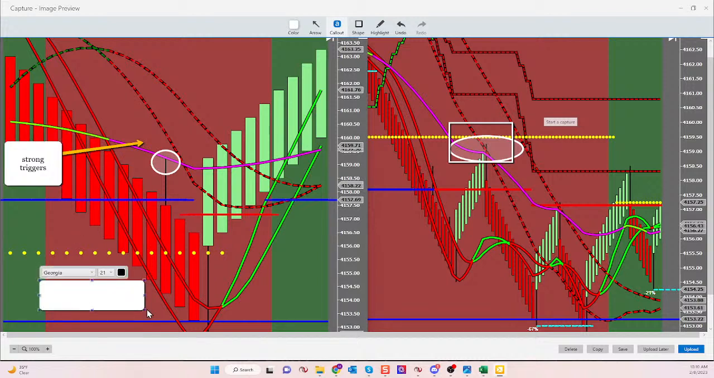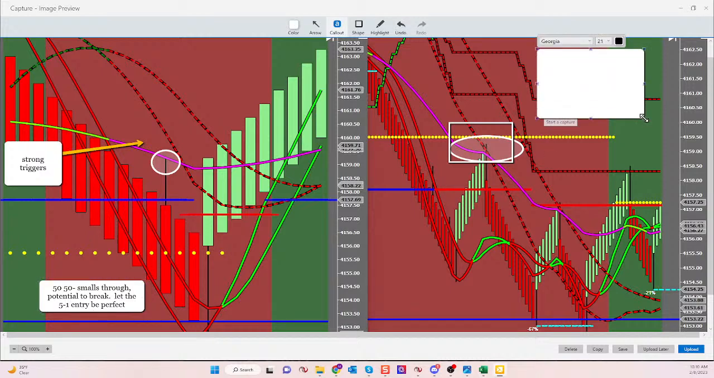And then down here, you're going to identify 50-50. Smalls through, potential to break. You might even put a note on there that says, let the 5-1 entry be perfect. Or the Levi's 501 entry. And then over here, you're putting entry at midband, at large triggers, no divergence, strong triggers, perfect entry for 50-50 trade. You guys with me so far?